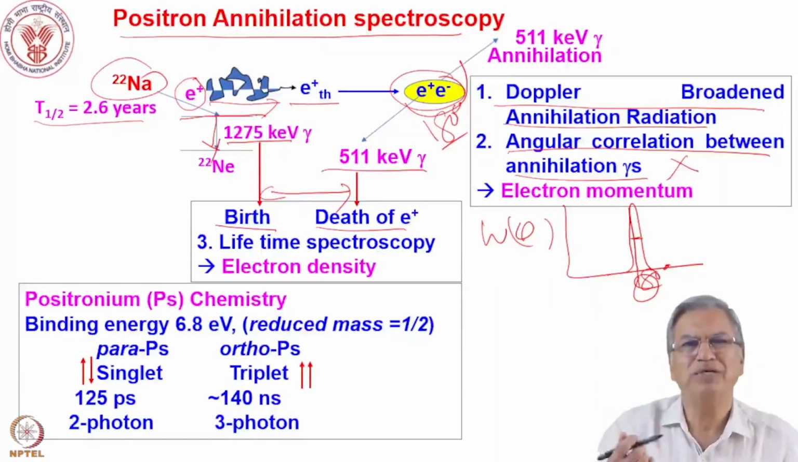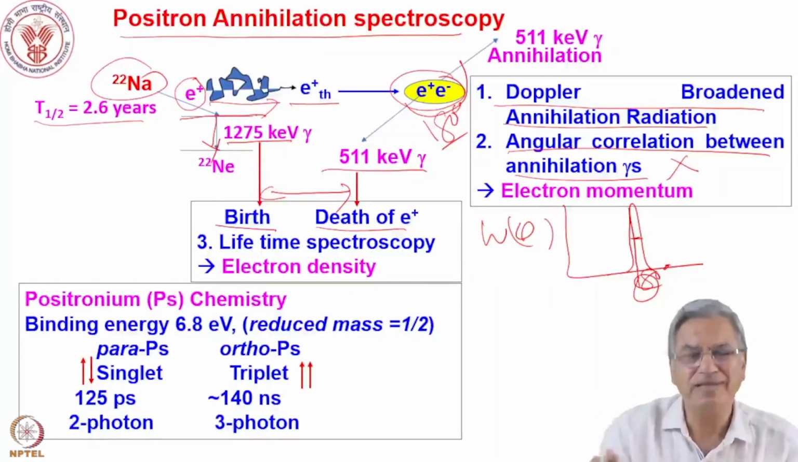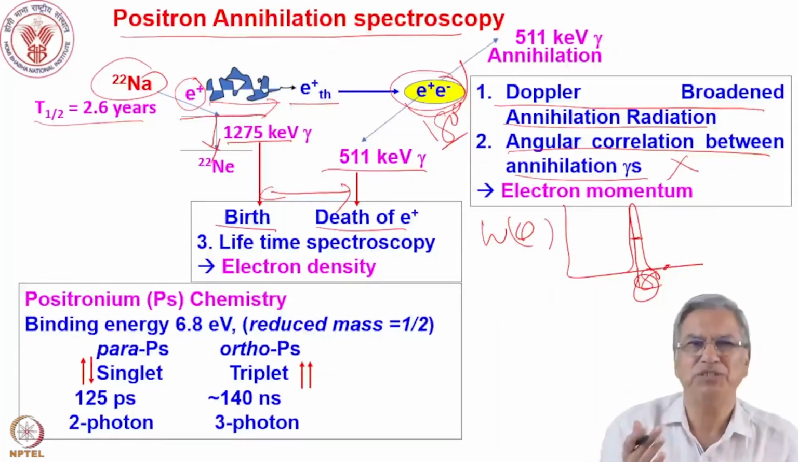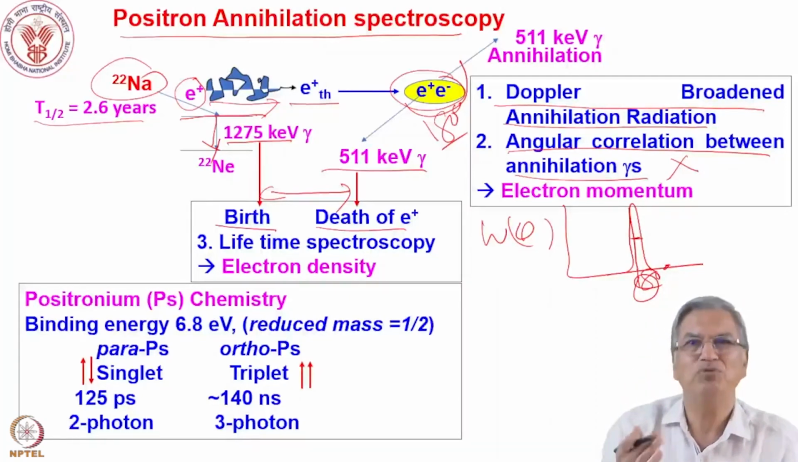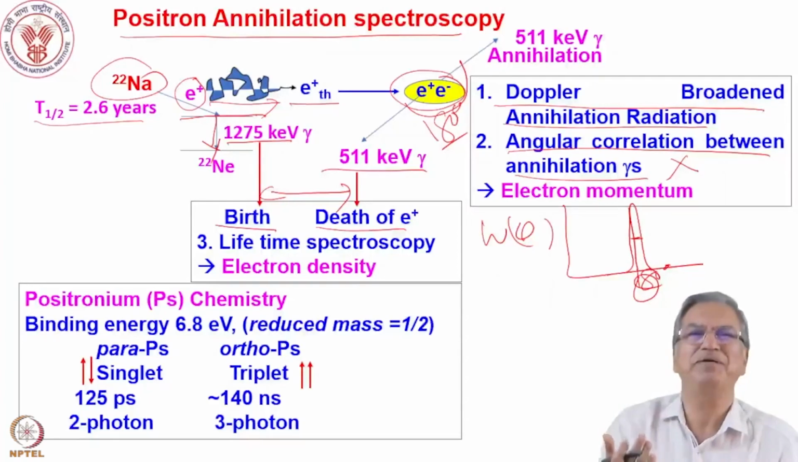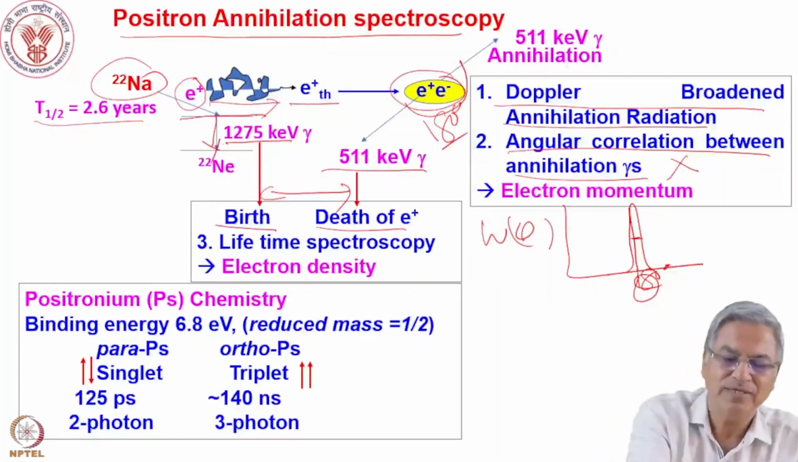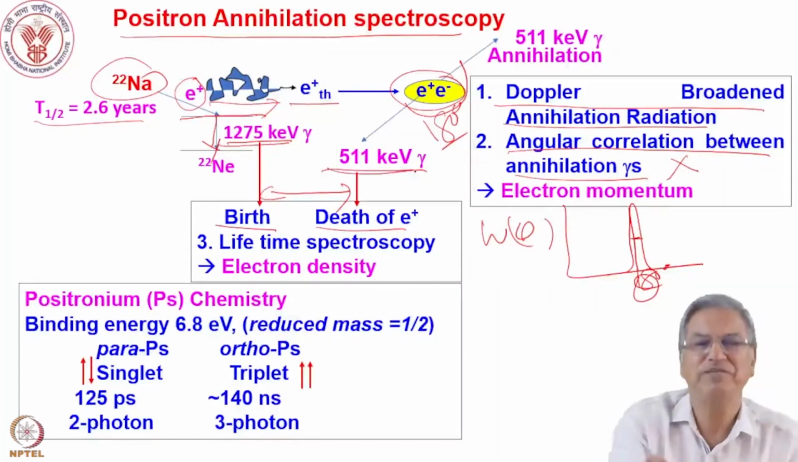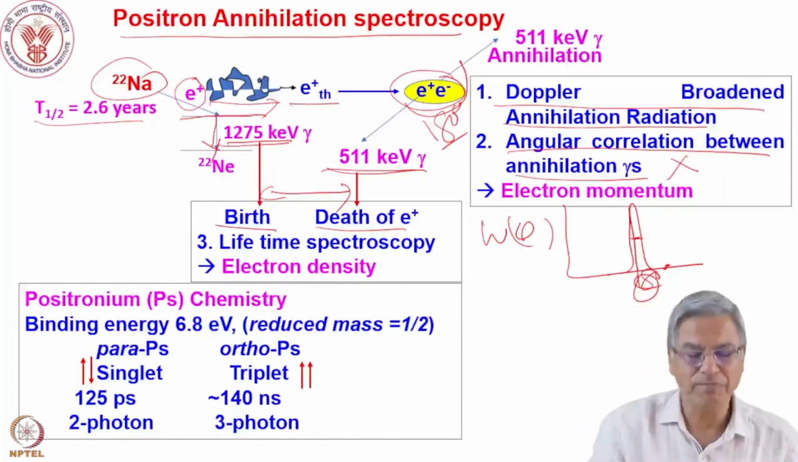So depending upon the chemical environment in which the positron is annihilating with an electron, this lifetime can change. And so this lifetime essentially tells you about the electron density in the medium where the positron is annihilated. So this is another experimental technique. If you can determine the lifetime of the positron, how do we determine the lifetime? The time between the 1275 keV and 511 keV gamma rays. I will explain the instrumentation for this lifetime spectroscopy.